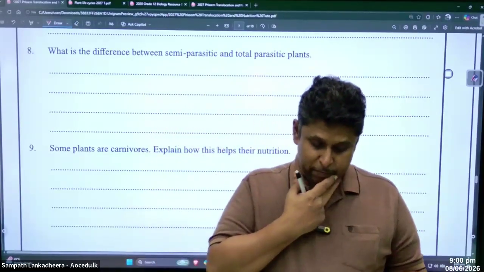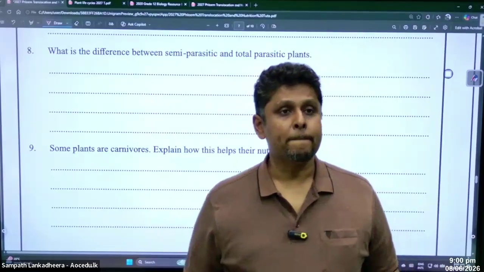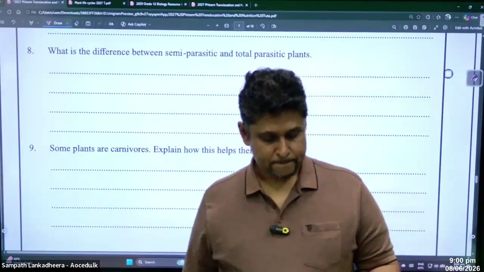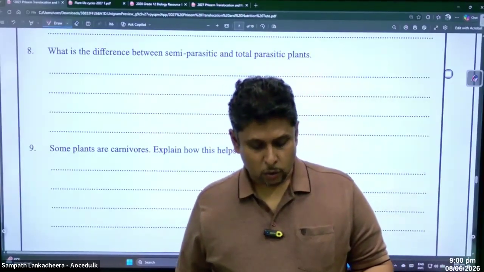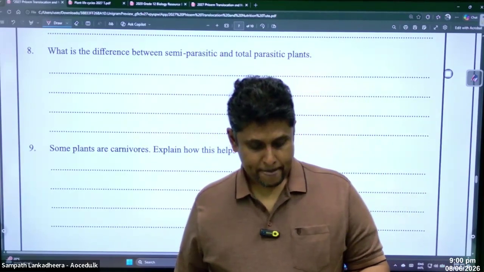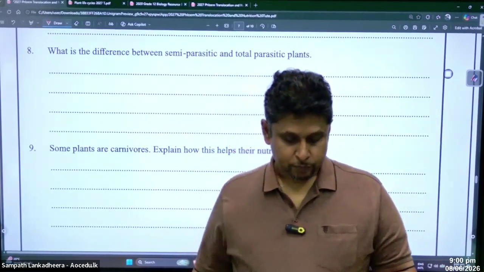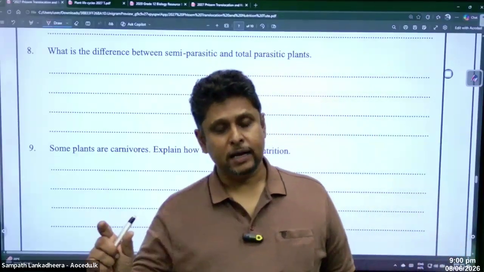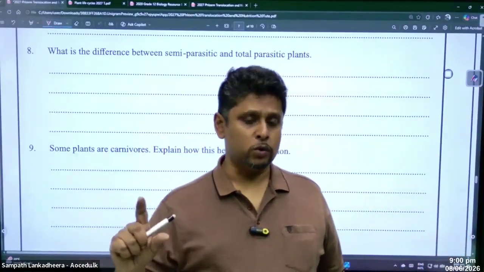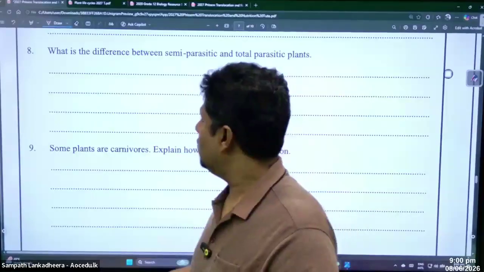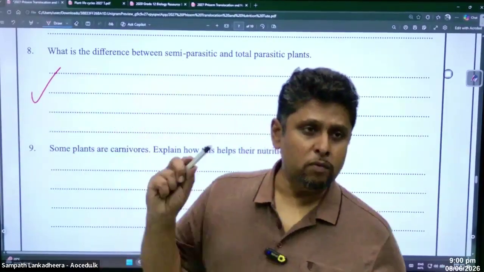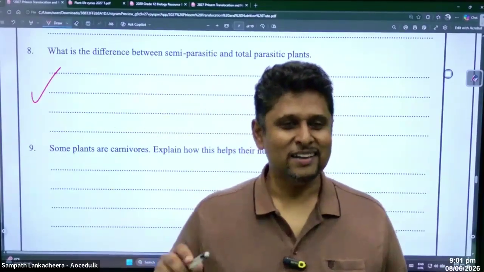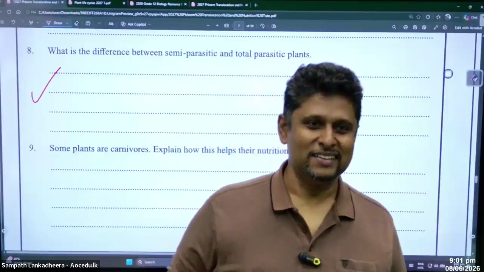What is the difference between semi-parasitic and total parasitic plants? What are you going to say, people? Semi-parasite takes only water and minerals from the host.